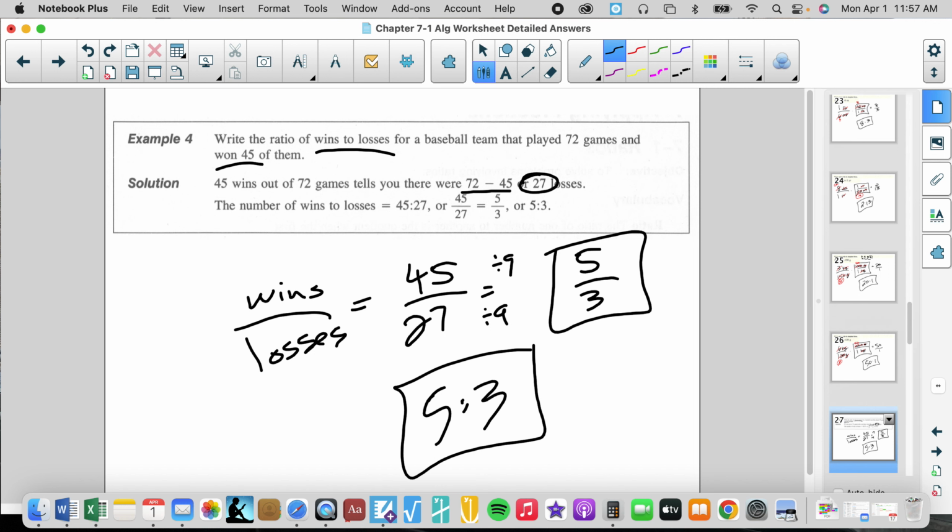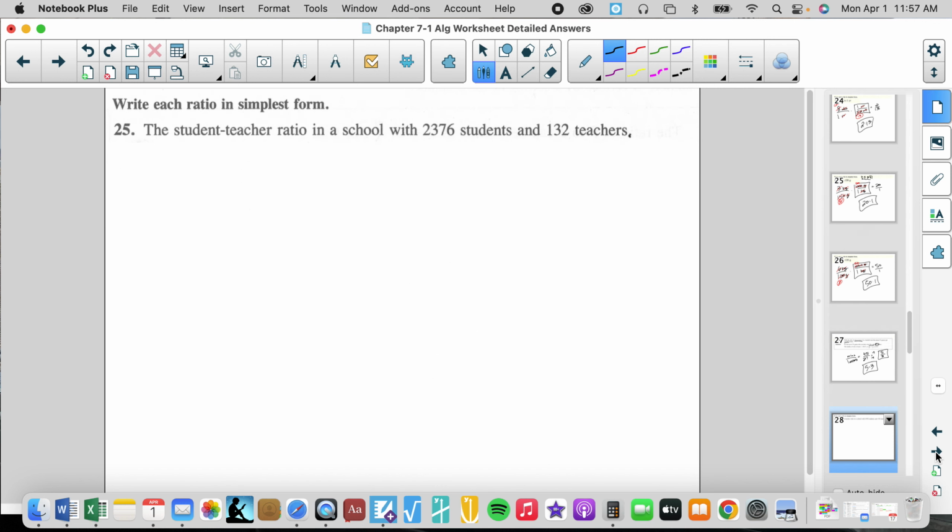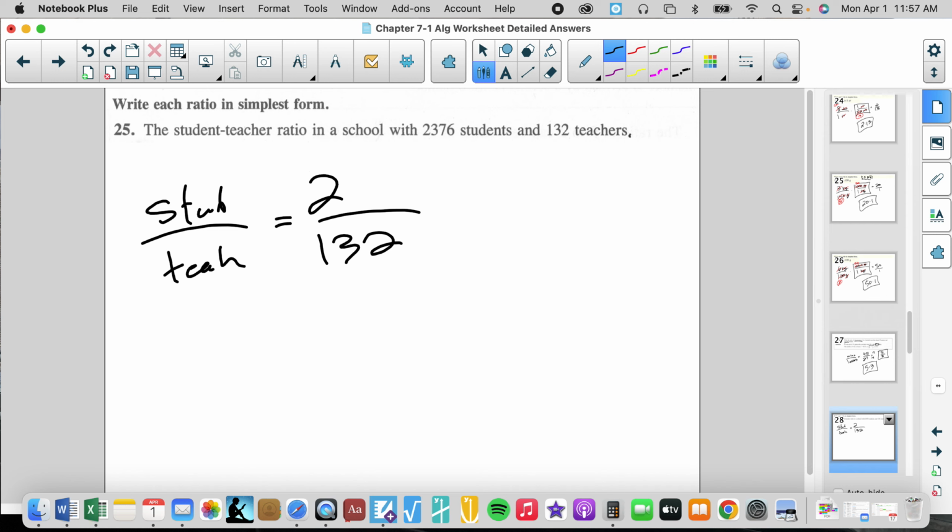5 wins for every 3 losses. So a teacher, student teacher ratio in a school with that many students and that many teachers. So 132. So if there were 2,376 students, 2,376 students to 132 teachers, can we reduce that ratio?